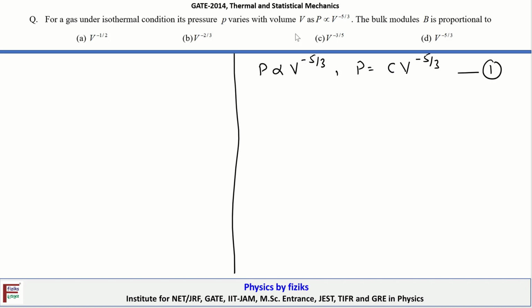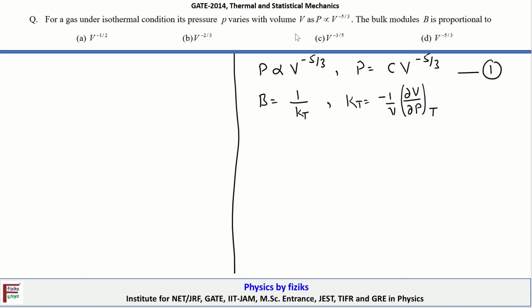The bulk modulus B is proportional to, so it's known that the bulk modulus is connected with the compressibility. So this relationship, where kappa T is the isothermal compressibility. Now kappa T is equal to the fractional change in volume with respect to pressure, and the condition is that it's isothermal.